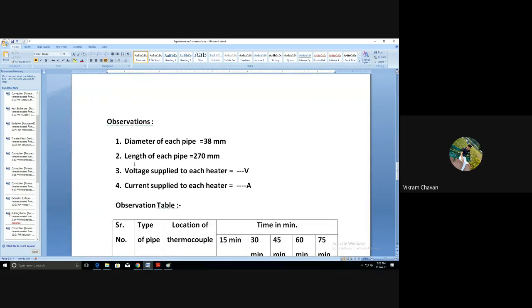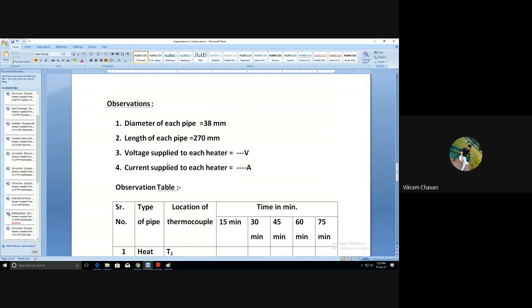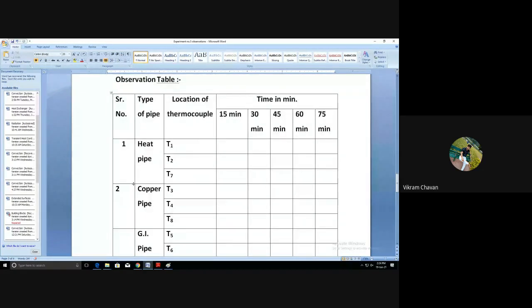The initial observations to carry out the performance of the heat pipe are: the diameter of each pipe is equal to 38 mm, and the length of each pipe is equal to 270 mm. Then we have to measure the voltage supplied to each heater. To each heater we are going to supply the same amount of voltage, or the same amount of power, so the voltage and current for each heater will be the same.